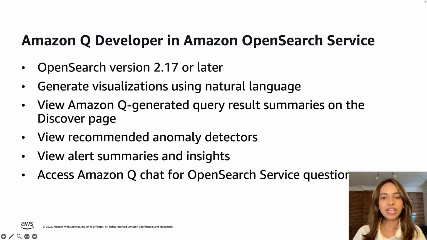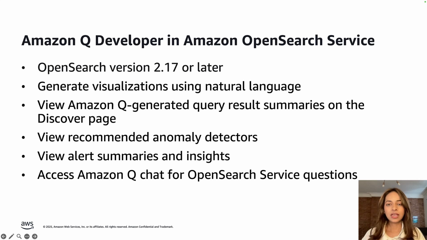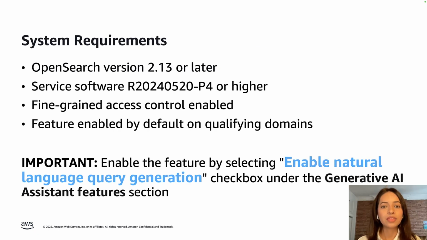If you have configured Amazon OpenSearch Service to create alerts when data from one or more indices meet certain conditions, you can now view comprehensive alert summaries and insights for faster incident response. And last but not the least, you can also access Amazon Q chat for immediate help with Amazon OpenSearch Service related questions. Now, before we dive into the demo, let's quickly go over what you need to make this work. Think of these as your checklist.